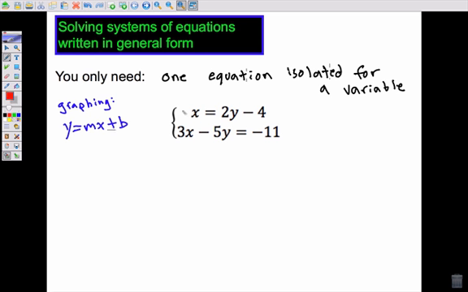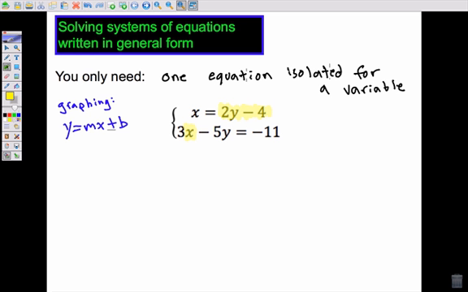In this example, we have this first one solved for x. And what this tells us is that x equals 2y minus 4. So I'm going to take that 2y minus 4, and since this is already isolated for x, I can just go ahead and substitute. So I have my one equation isolated for a variable. In this case, it's the first one, and it's isolated for x. I can go ahead and just put that right in here instead of x.